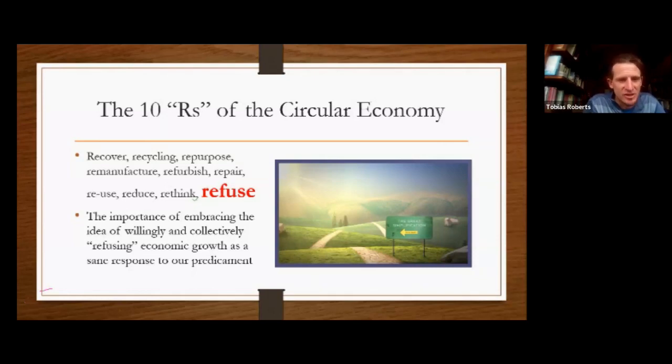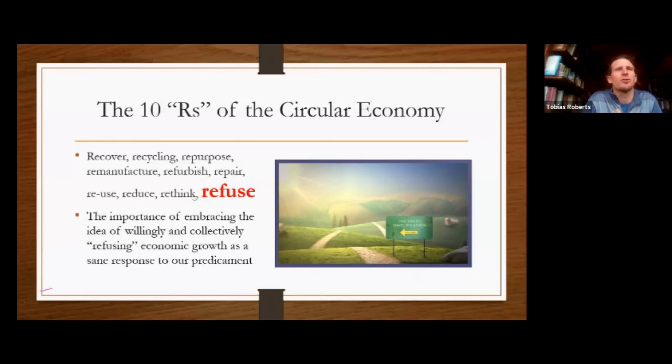Remanufacture, refurbish, repair, reuse. That's another one. Reduce. That's one that's important. Rethink. And then the one that's most important to me is the one I've highlighted here in red: refuse. And that's one I think is extremely essential, and perhaps one of the most fundamental aspects of circular economy is that, as communities, as individuals, we need to be able to refuse certain things, right? So refuse cheap consumer products that we're not going to use, refuse the single-use plastics.